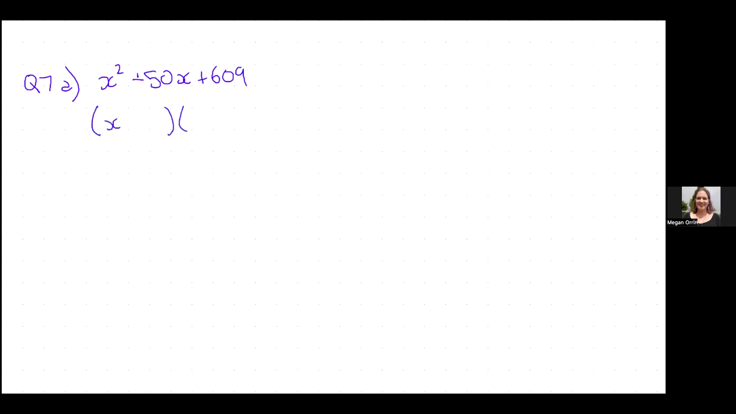The first thing I'm going to know for sure is that they're both negative. So they have to add to negative 50 and multiply to positive 609. So I know they're both negative numbers. Now, I'm going to find numbers that add to 50, right? So I'm going to try a few numbers that are close to 50.